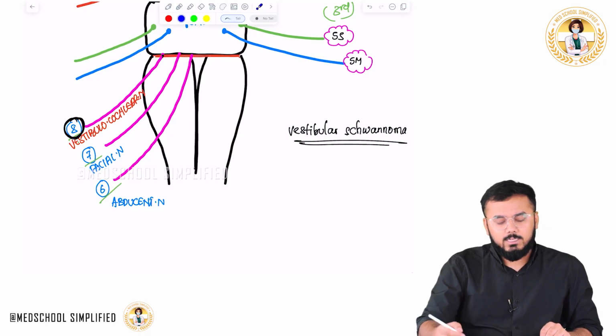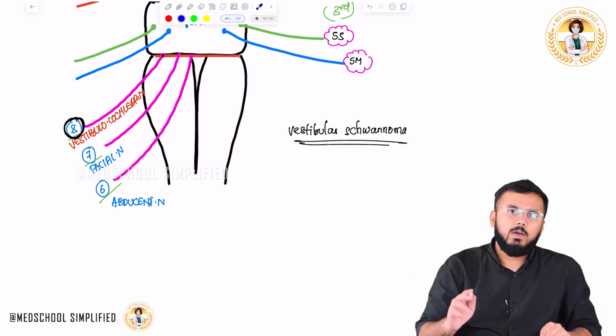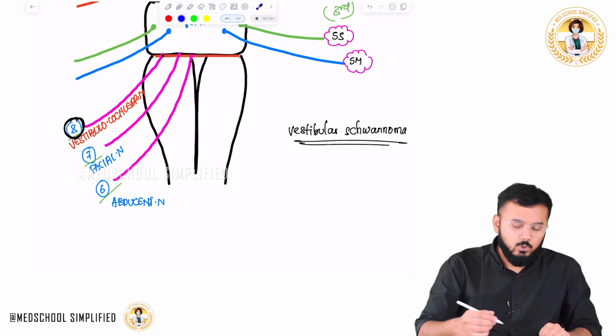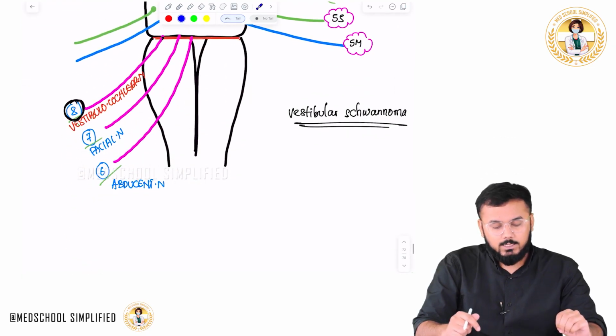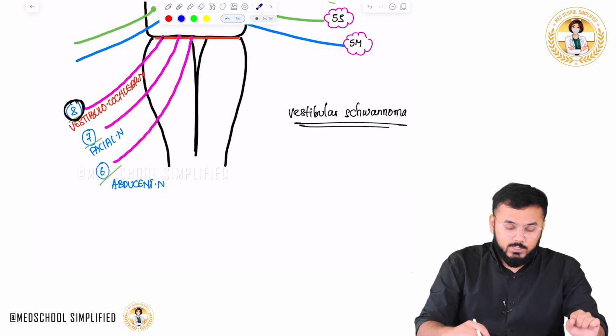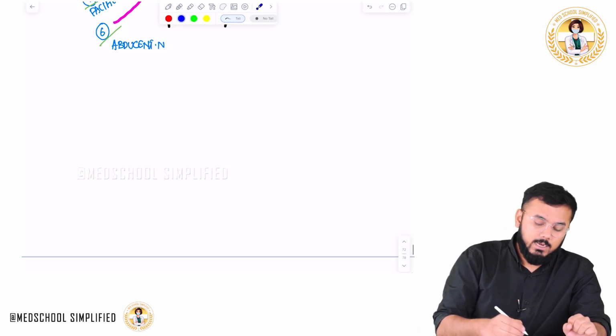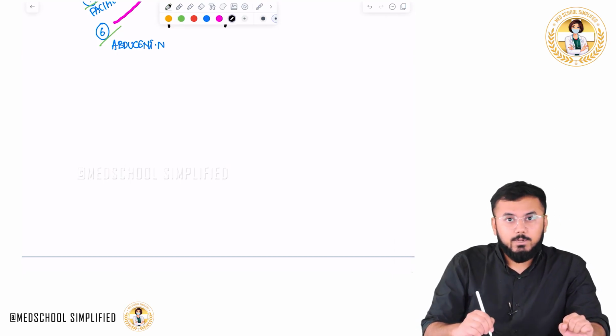Okay, so that is the reason why we need to do an MRI of the cerebellopontine angle to look at this vestibular schwannoma. These are some of the important things over here. Now, the second important thing which we shall be discussing right now is your cerebellopontine angle.